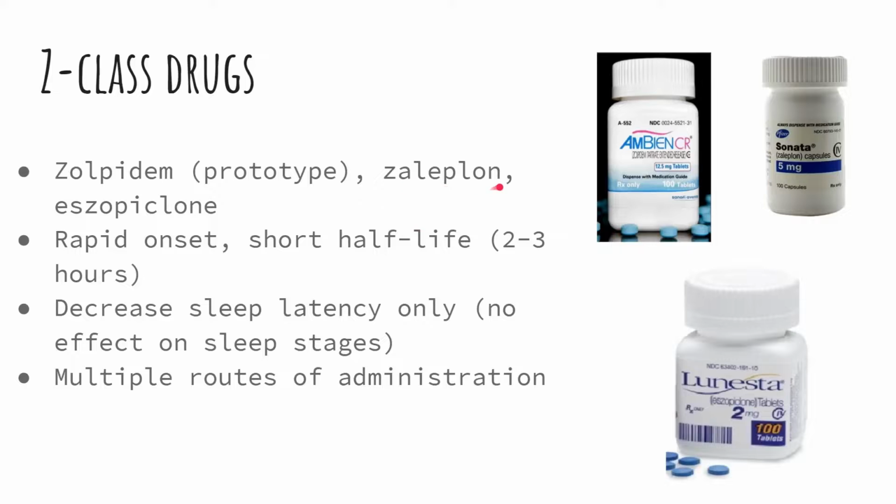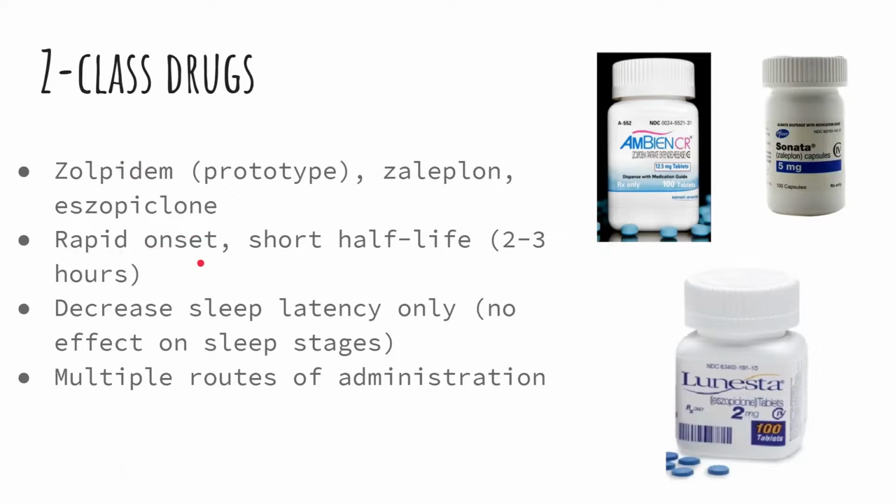There's also Zaleplon, which is also called Sonata. We can see it over here. And there's also Eszopiclone, which is also called Lunesta. Yeah, these are what these drugs look like. Sleeping pills, زي ما حكينا. And most of them start with the letter Z.